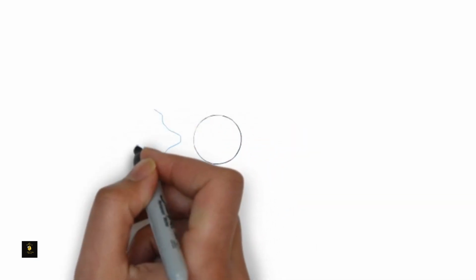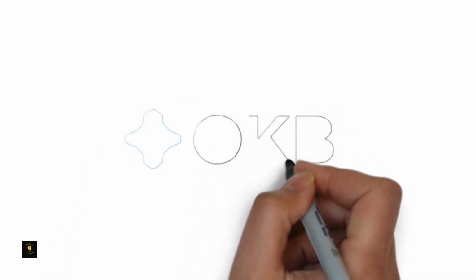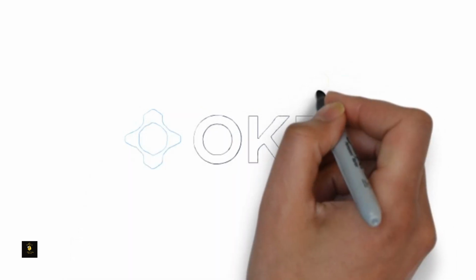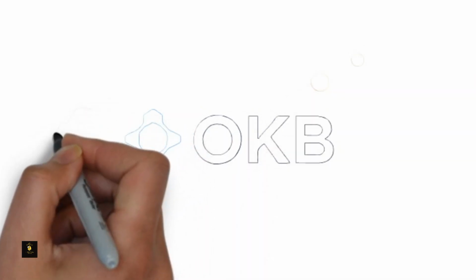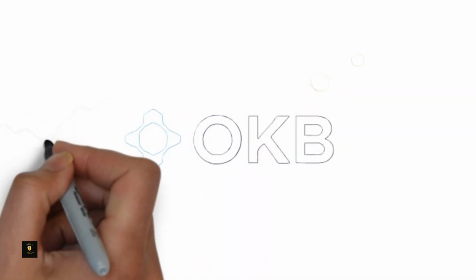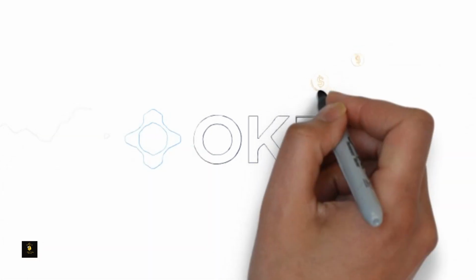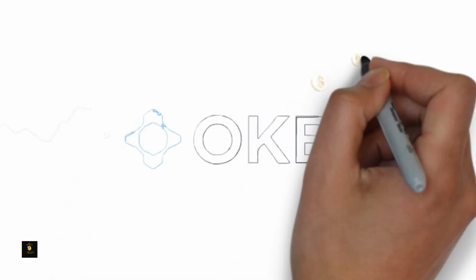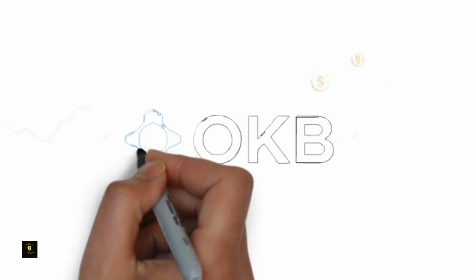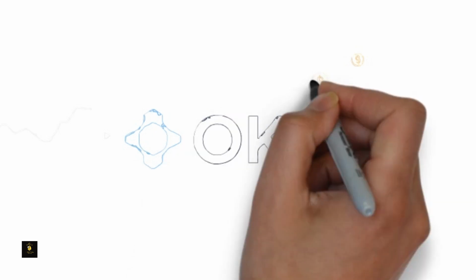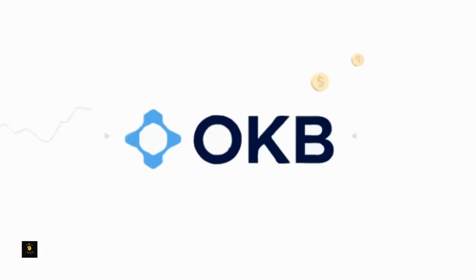OKB is the native utility token of OKX, a leading global cryptocurrency exchange. Here's a detailed breakdown. 1. What is OKB? Utility token: OKB is used within the OKX ecosystem for various purposes, including trading fee discounts. Users can pay trading fees with OKB and receive discounts.